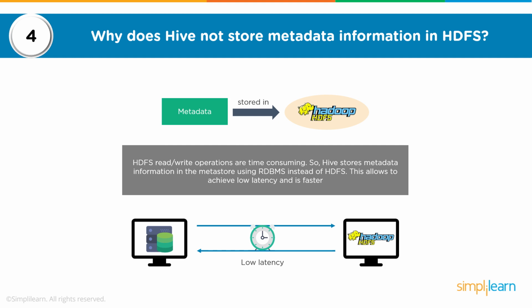So we already know that HDFS read and write operations are time consuming. It is a distributed file system and it can accommodate a huge amount of data. So Hive stores metadata information in the Metastore using an RDBMS instead of HDFS. This allows us to achieve low latency and faster data access.